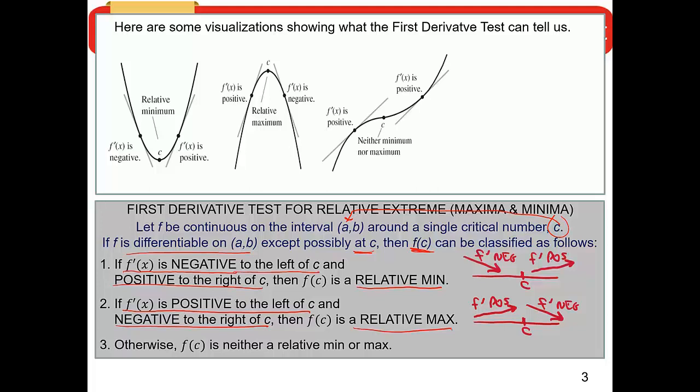It's possible that it does neither. If you test around a critical number and you get positive on both sides, or you get negative on both sides, then you don't have a max or a min. It's a critical number that is neither a maximum or a minimum. Having those pictures in your mind is important to get some way of thinking about this visually.